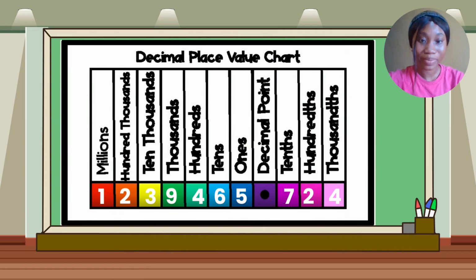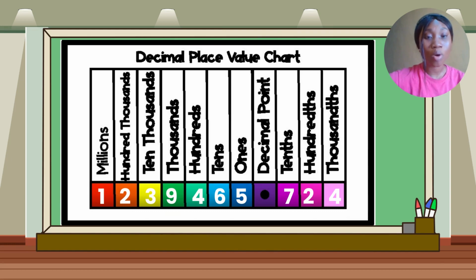Okay, so now let's look at the decimal place value charts. Just like the way whole numbers have their place values, decimal numbers also have place values. Okay, so we have a number here: 1,239,465.724. Now, each of these digits has its name based on the position that it occupies.